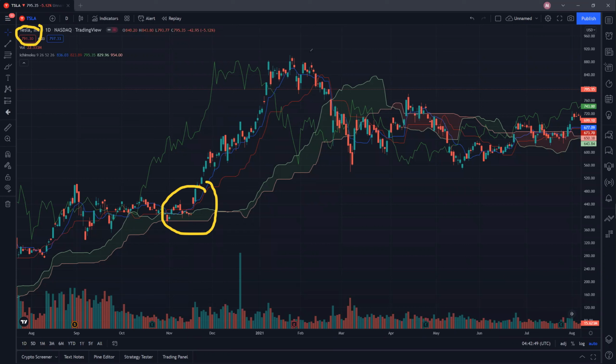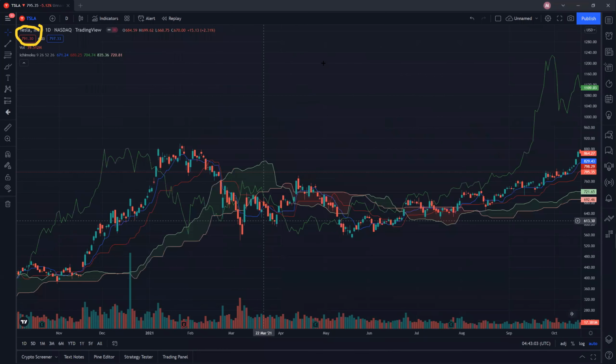Of course, on the way down, the cloud would act as a support. So you can see that Tesla was being supported by the cloud. You can see that this green candle here is pretty strong. And of course, on the way up, the clouds will act as a resistance. So you can see that Tesla hit this resistance and then came down thereafter.